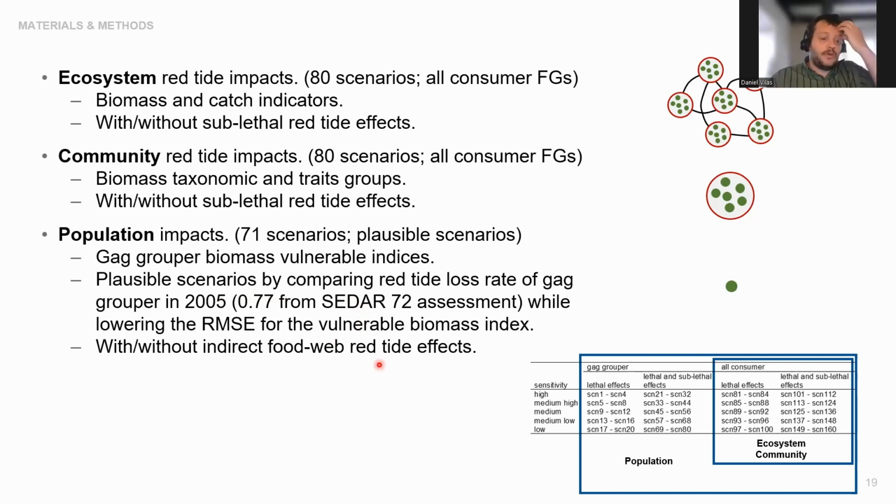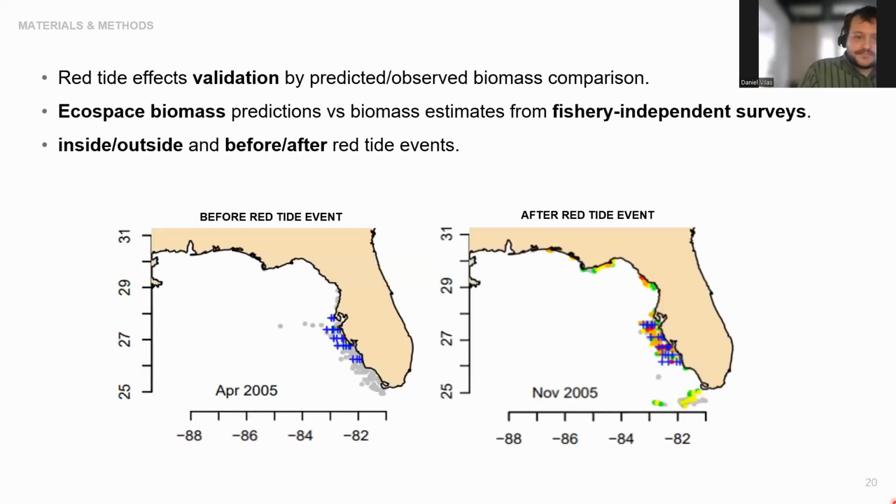And we differentiate when applying red tide effects to the whole food web system or just to the gag grouper population. And so we could differentiate if there is any indirect food web red tide effects. And we have this table here where we see the ecosystem community, those indicators, and the population is just using all those but filtered, as I mentioned.